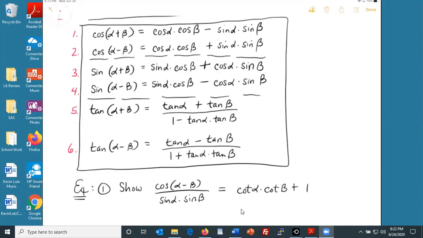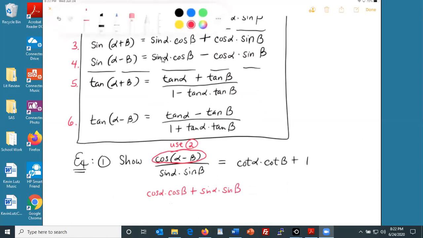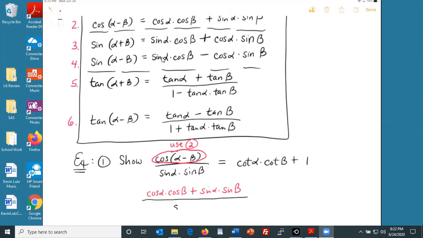Now, of course, I'm sure a lot of you are probably thinking that on the top of that fraction, that numerator, we're going to substitute in formula number 2. Right? Because that's what it looks like. Cosine of alpha minus beta, cosine of alpha minus beta. But you're going to substitute in the right side of that. So let's do that. On the top would be the cosine of alpha, cosine of beta, plus sine alpha, sine beta. So there's your first step.